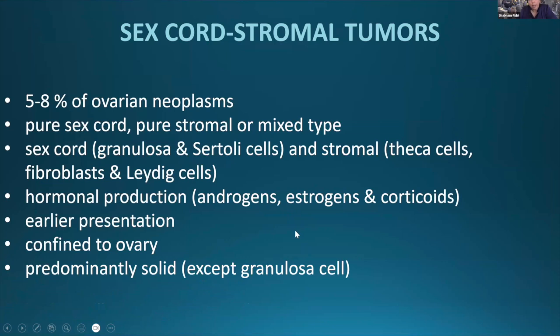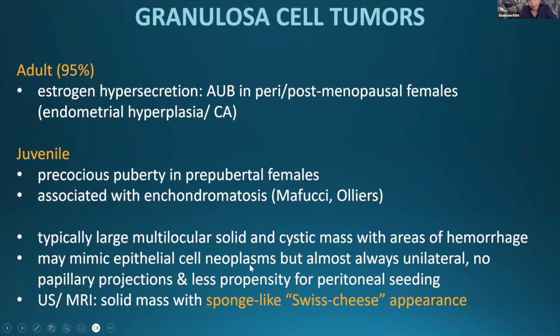The next variant I'll talk about is sex cord-stromal tumors. They're about 5 to 8% of ovarian neoplasms. They can be either pure sex cord, pure stromal, or mixed type. The sex cord cells are the granulosa and Sertoli cells. Stromal cells are thecal cells, fibroblasts, and Leydig cells. Now, these are hormonally active lesions, so they tend to present earlier because they can secrete androgens, estrogens, and corticosteroids. They're typically confined to the ovary, and except for granulosa cell tumors, they're predominantly solid.